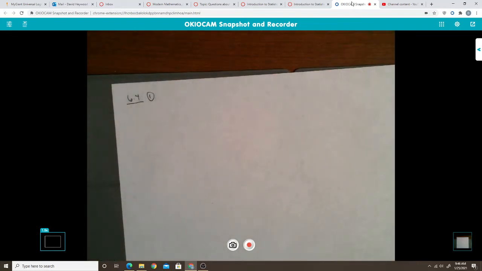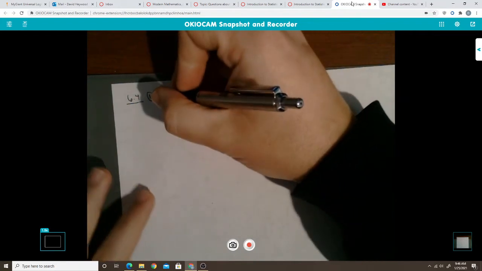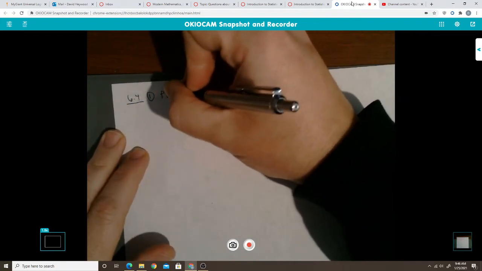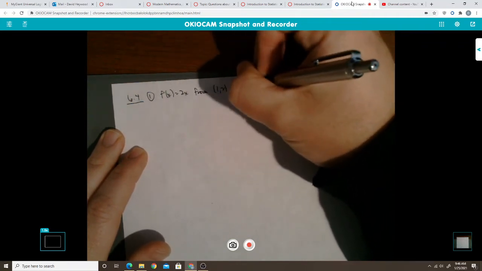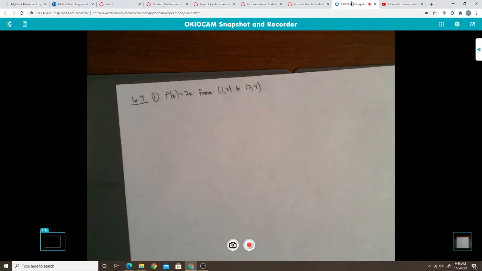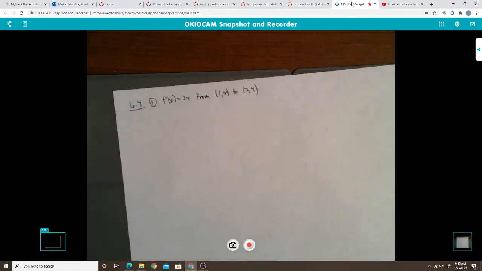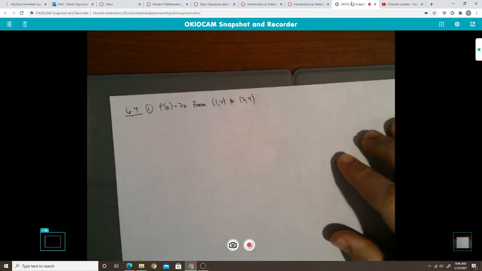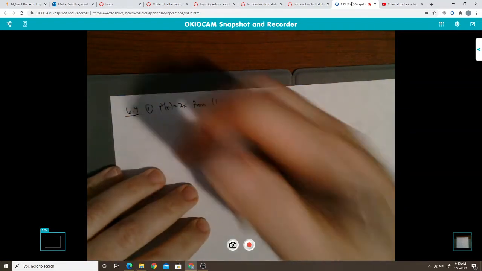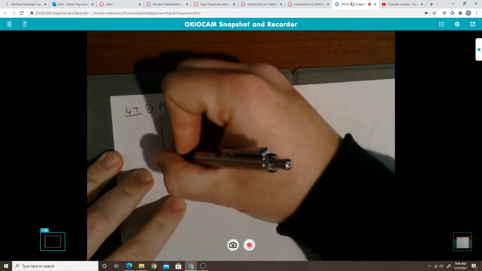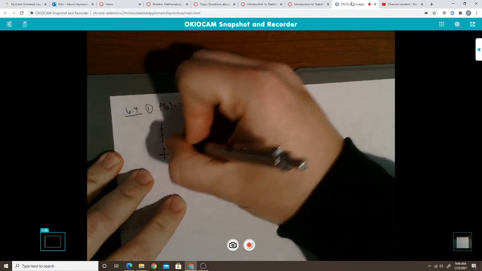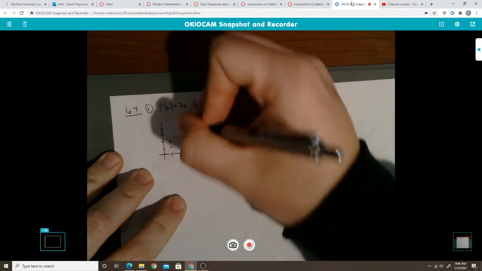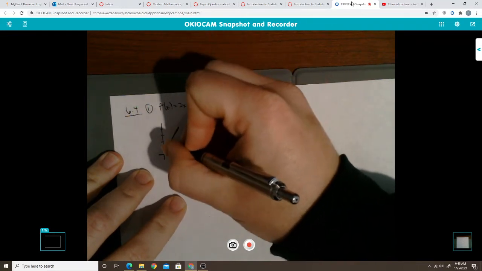And so we're working with the function f of x equals 2x from (1, 2) to (2, 4). So we want that line segment. And the first thing that the problem asks us to do is to find the length of that line segment just using the Pythagorean theorem. Okay, so I'm going to draw a picture real quick. It's always useful to have one. So (1, 2), and then (2, 4). So we're talking about this line segment right here.